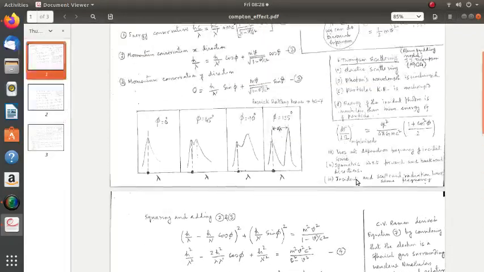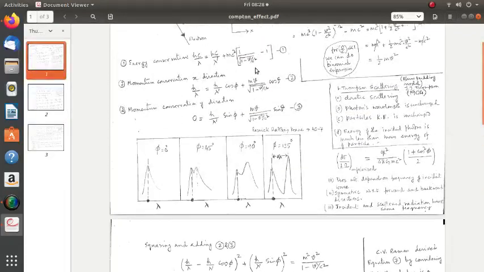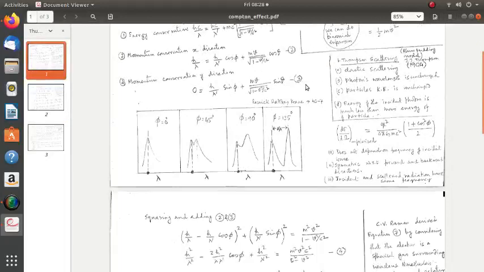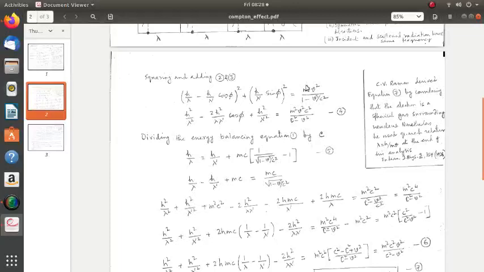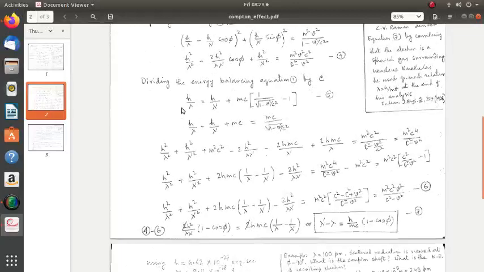Now let us look at the energy conservation equation here. Dividing by c, we get h by lambda plus h by lambda dash plus mc within bracket 1 by root over 1 minus v square by c square minus 1. So let us call it equation 5.